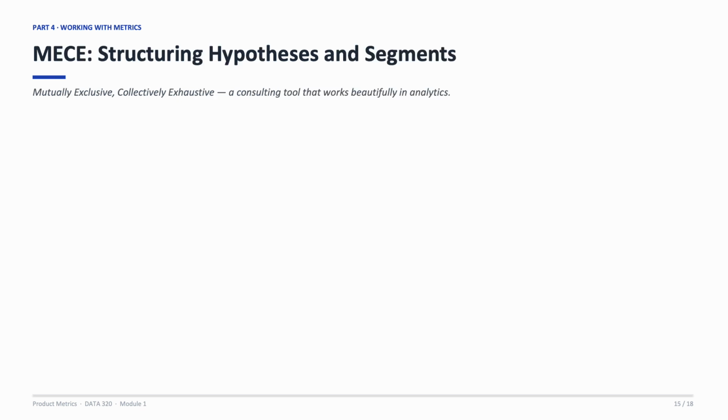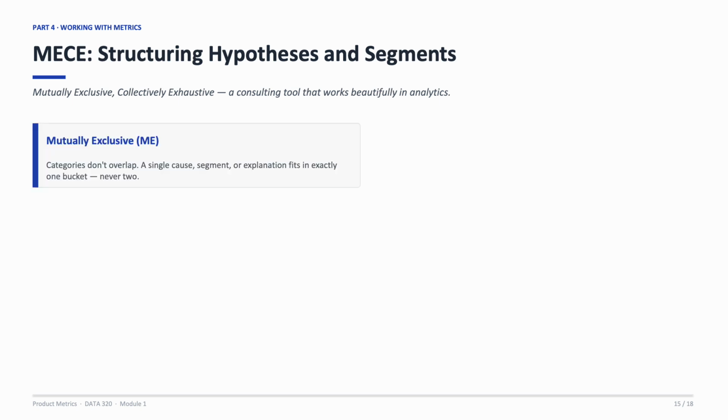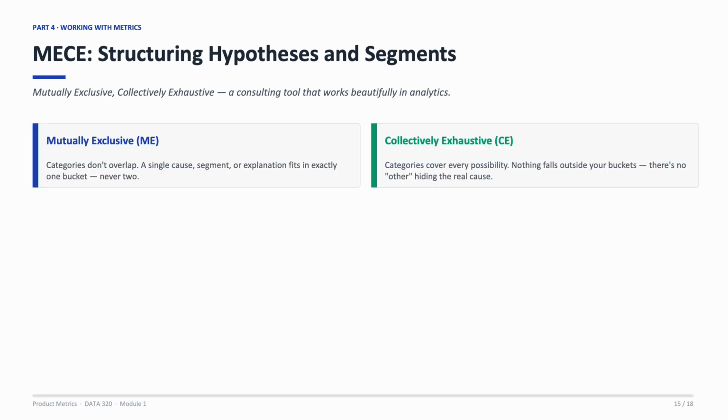MECE comes from consulting, and McKinsey is famous for it. The idea is simple but powerful. When you break a problem into parts, make sure the parts, first, don't overlap, that's mutually exclusive, and second, they cover everything, that's collectively exhaustive. Together, they ensure that no cause gets double counted and no cause gets missed. Here's the thing, you've already been doing MECE without calling it that.